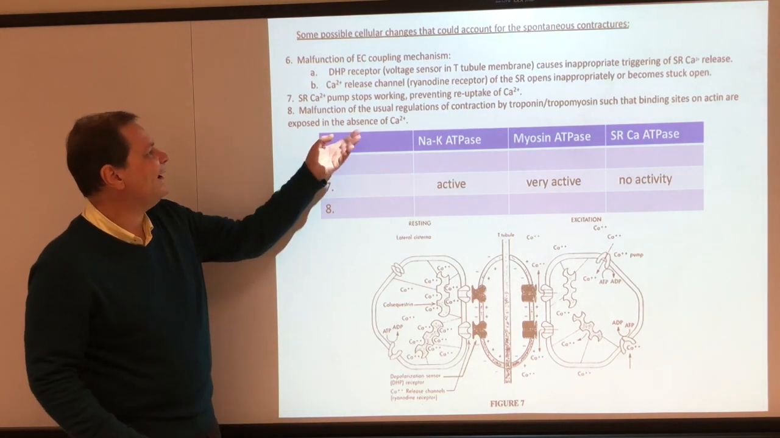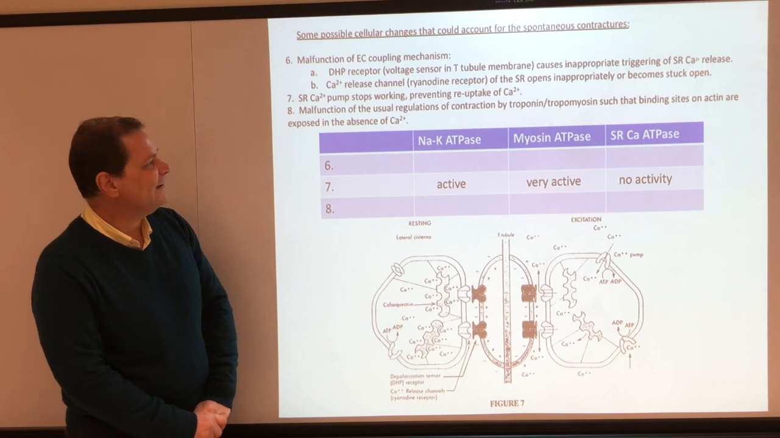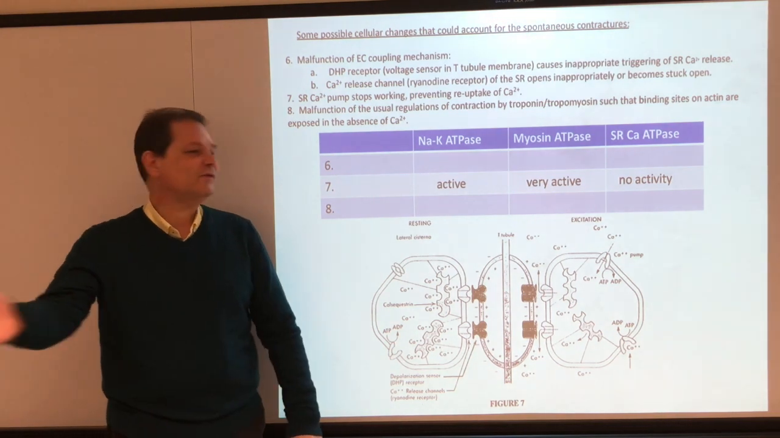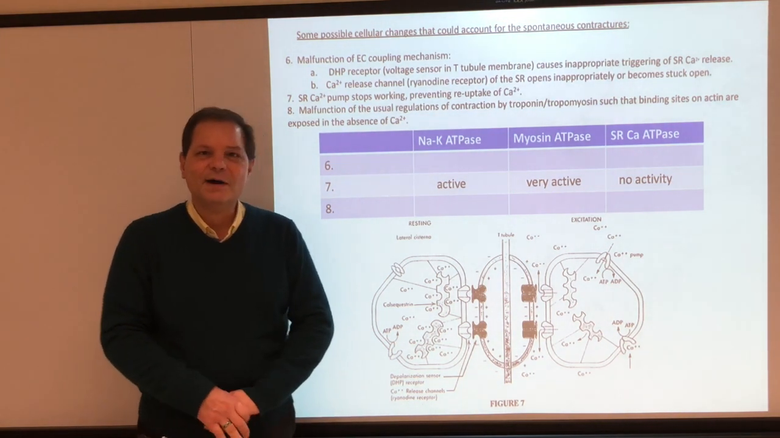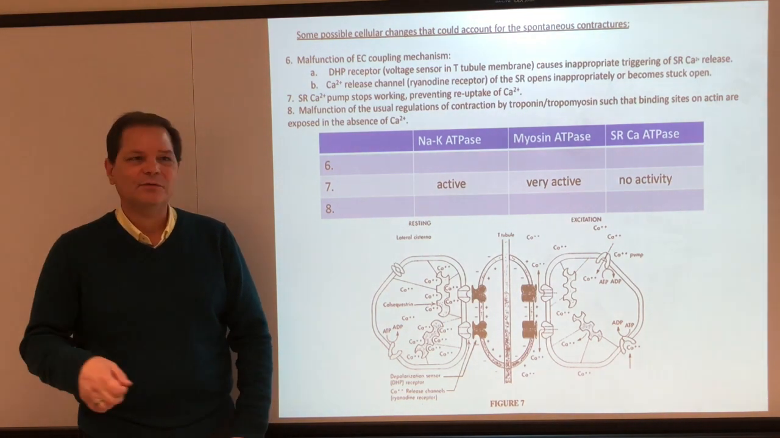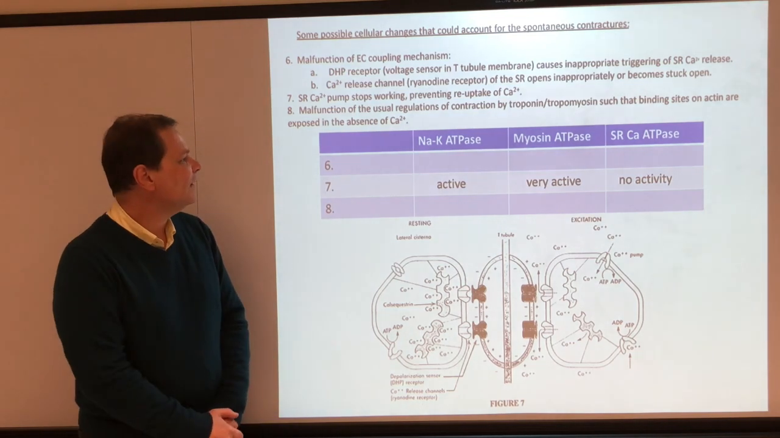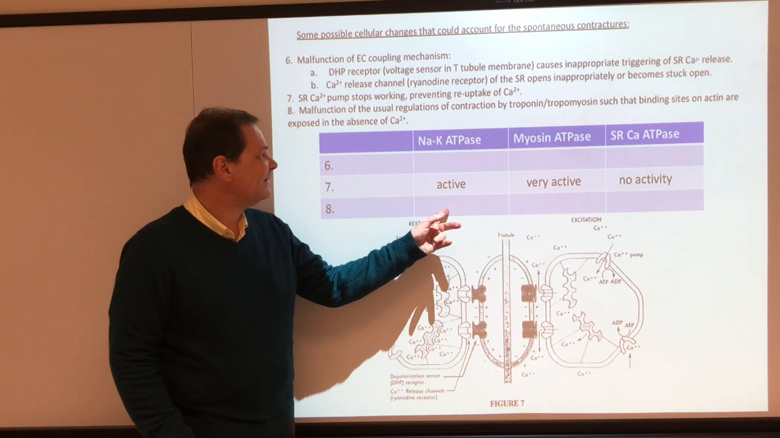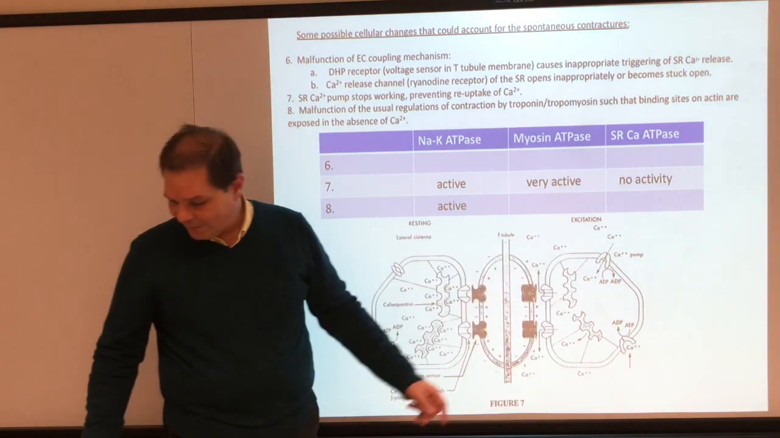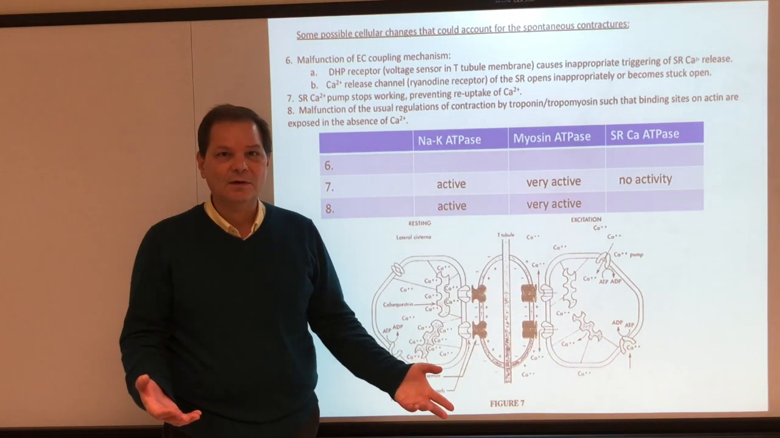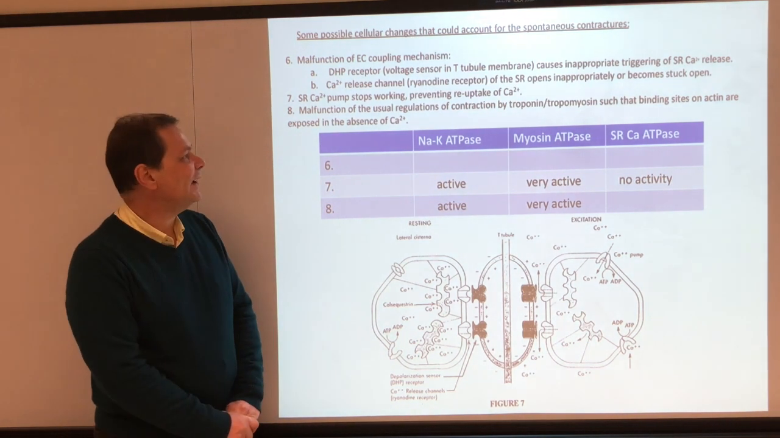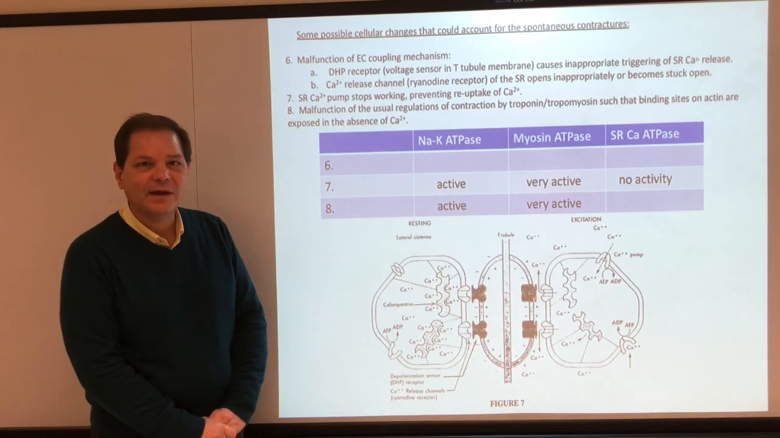Let's look at possibility 8. This is malfunction at the level of the myofilaments. So let's say there's a problem with the troponin tropomyosin such that the tropomyosin is moved away from myosin binding sites on your actin, and your myosin can constantly interact with the actin with no rest at all. You're just constantly contracting. So would that affect the sodium potassium pump? Probably not. It's still active. Your myosin ATPase would certainly be very active because your tropomyosin is not in the way anymore. And so you're just going to keep contracting as long as the myosin can bind to the actin, okay?